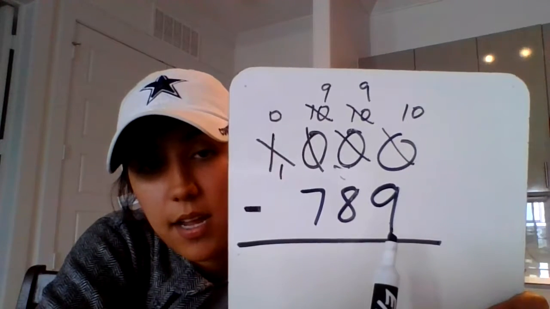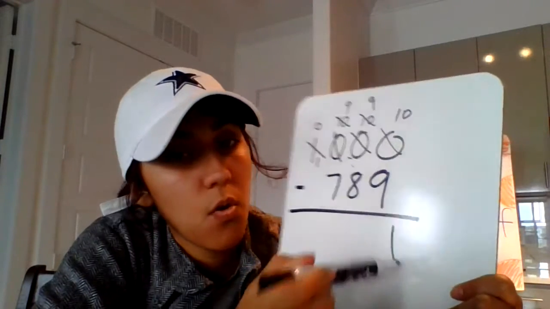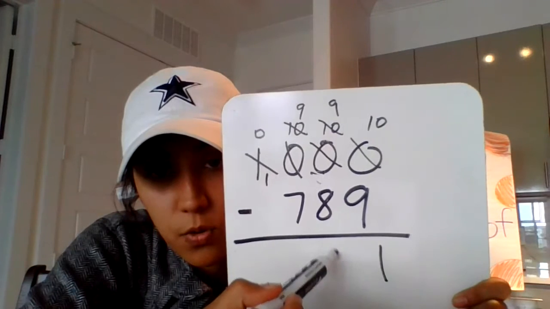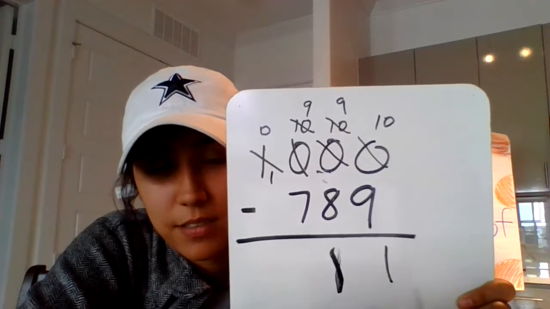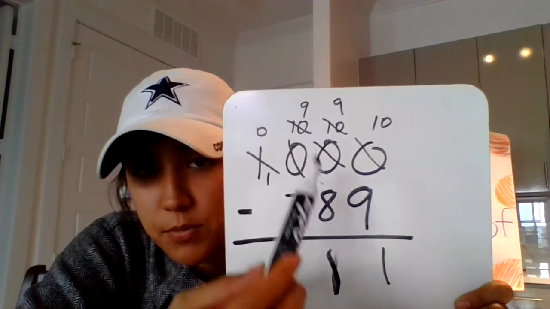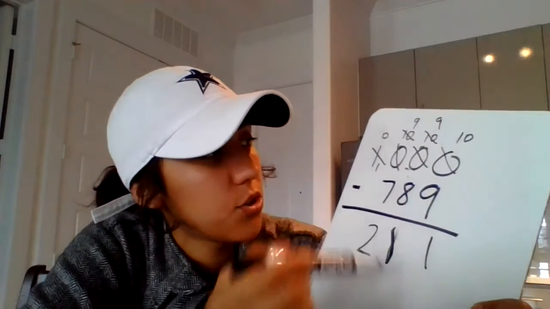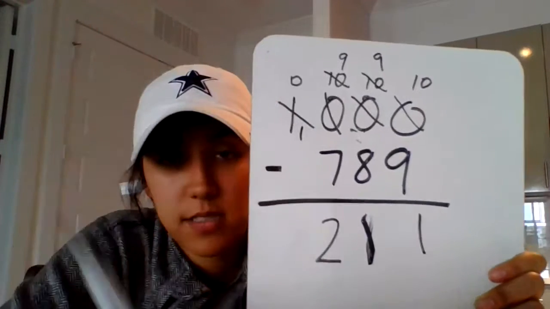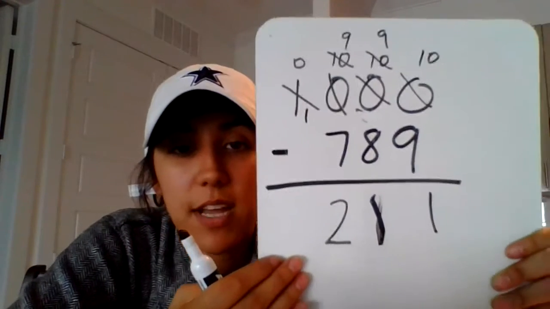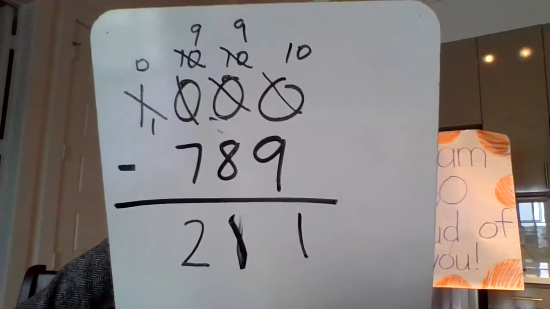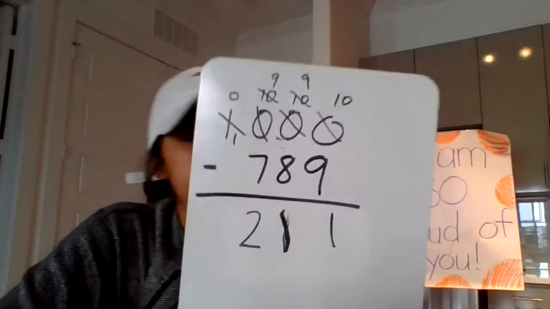10 minus 9 equals 1. 9 minus 8 equals 1. 9 minus 7 equals 2. And 0 minus nothing is 0. We don't have to write that. Your final answer is 211. Our missing part is 211.